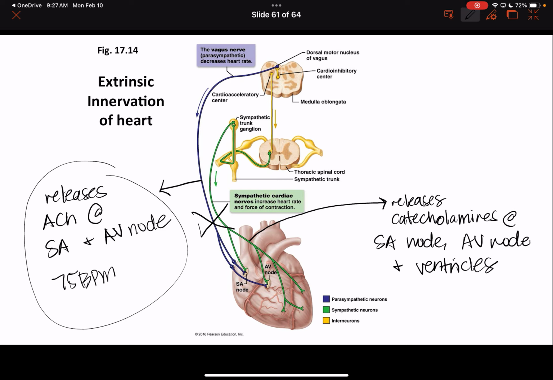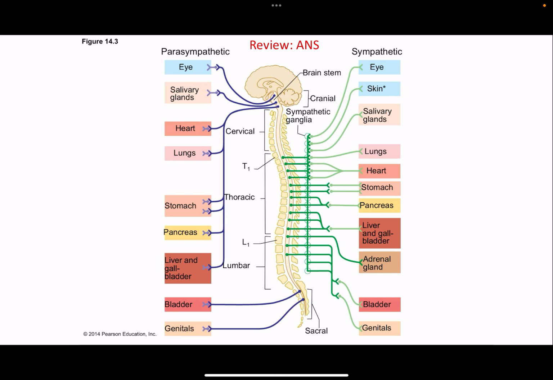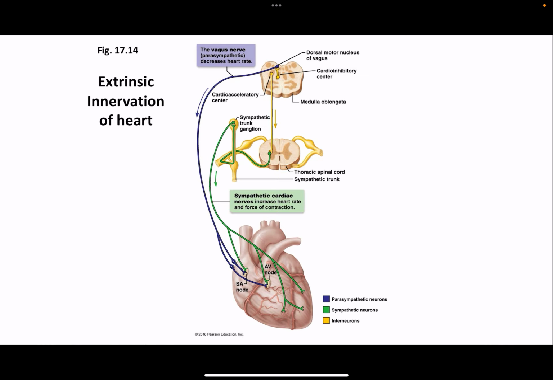All right. If you need to, make sure that you go back and review the autonomic nervous system. This is going to be brought up many times this semester. So look at the difference between parasympathetic and sympathetic. Parasympathetic releases acetylcholine at the very end. Sympathetic releases norepinephrine and epinephrine at the very end. And remember, it's a two-neuron system. So make sure you review that, and we'll talk more about this when we come back on Wednesday.